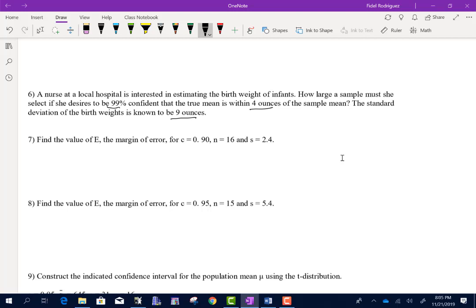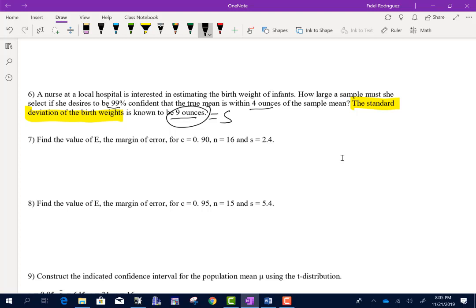Okay, guys, let me ask you a question here. Does it tell me anything about the population standard deviation, or does it just say standard deviation? Okay, so I have to assume that this value here, guys, is going to be our S, right? Okay, so let me take a look here.